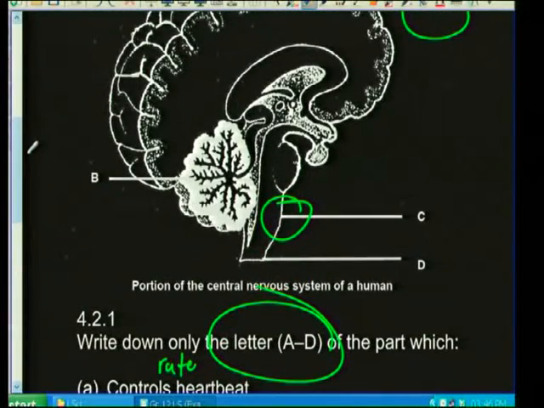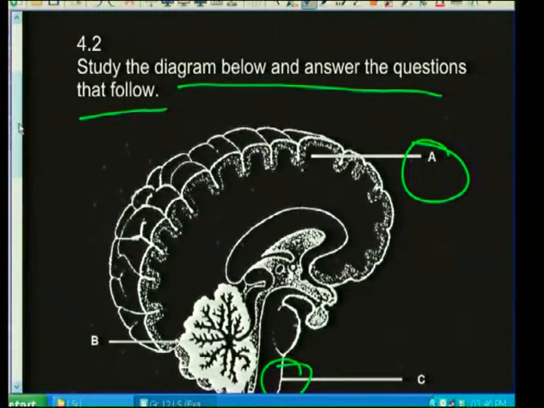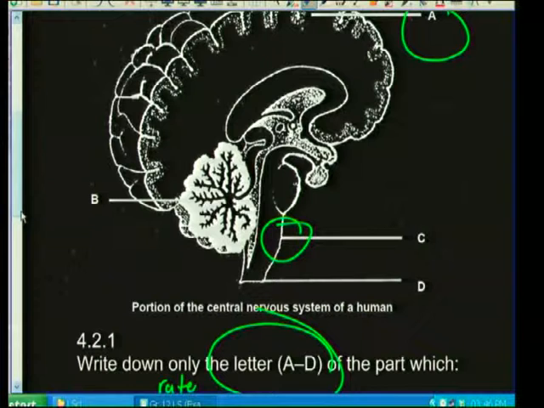In this particular diagram, guys, you need to know the label of the cerebrum, cerebellum, medulla oblongata, and the hypothalamus. Those are the 4 that you need to know. You need to know the labels, and you need to know the functions of those 4 parts. Very important. Okay?